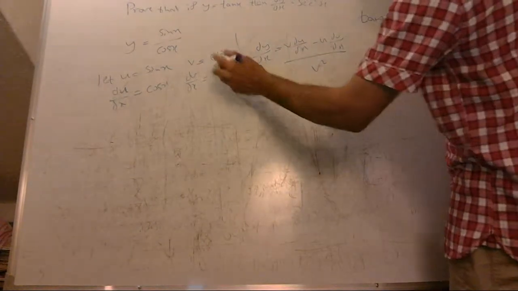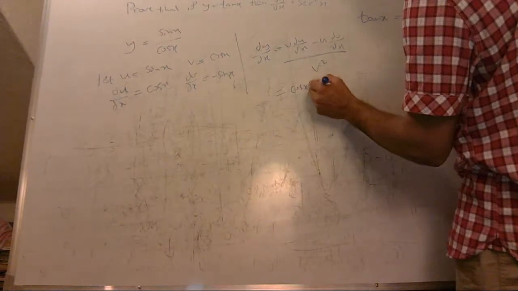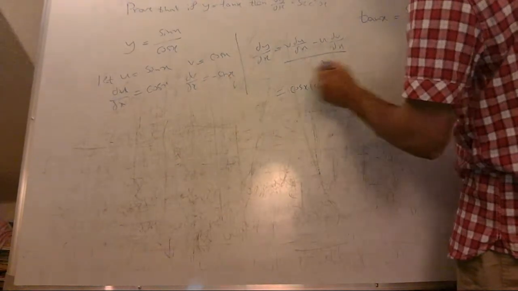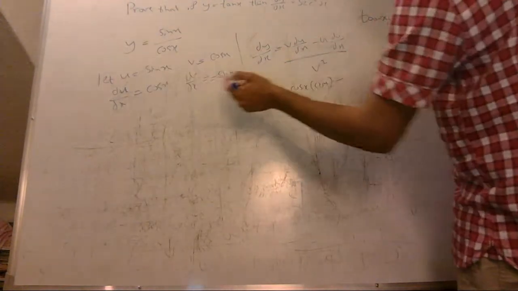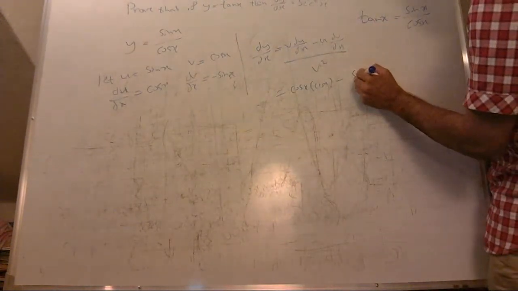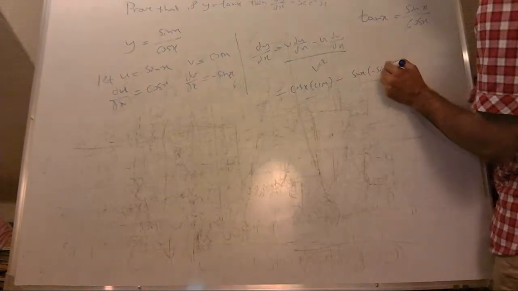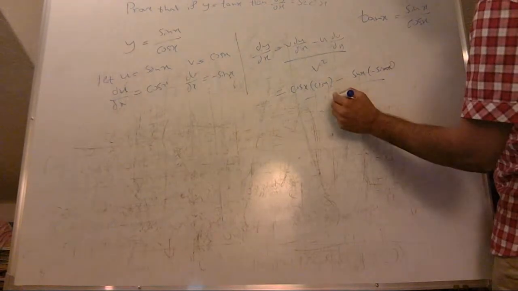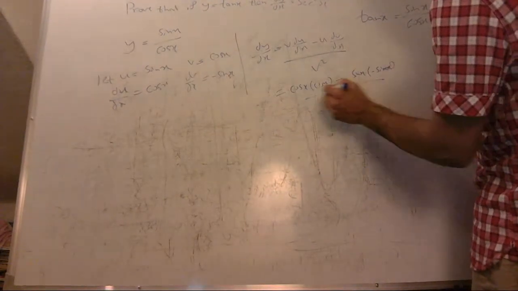So v du dx, that means cos x times cos x, minus u dv dx, that means sin x times minus sin x, all over v squared. So v squared would be cos squared x. Okay, so there you go.